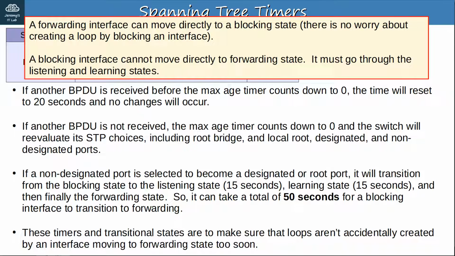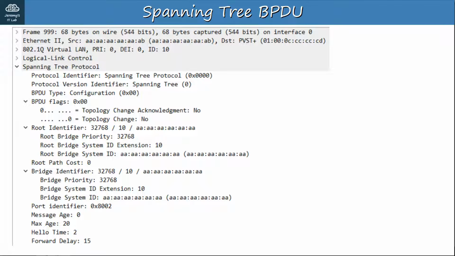However, a forwarding interface can move directly to a blocking state, because there is no worry about creating a loop by blocking an interface. But as I just said, a blocking interface cannot move directly to forwarding state. It must go through the listening and learning states. So let's move on to check out the Spanning Tree BPDU, Bridge Protocol Data Unit.